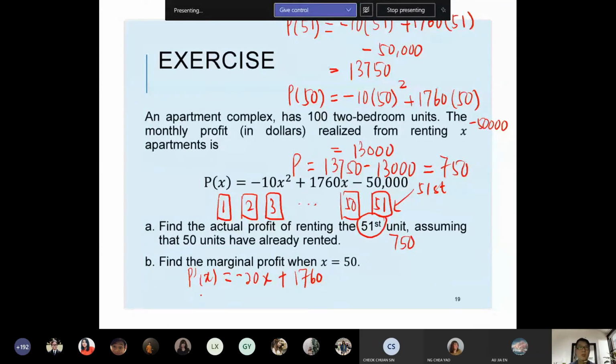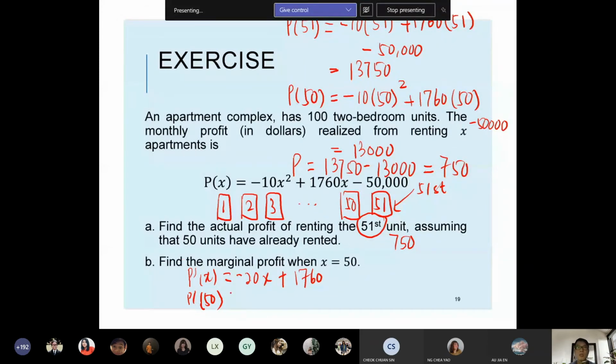Now take note, we are actually substituting the 50 here because the answer suggests that when we rent out the next unit, which is the 51st unit, what is the change in profit? So we are not substituting 51, because we want to find the next one. Marginal profit suggests that the profit increases for the next unit. So we are substituting 50 here.